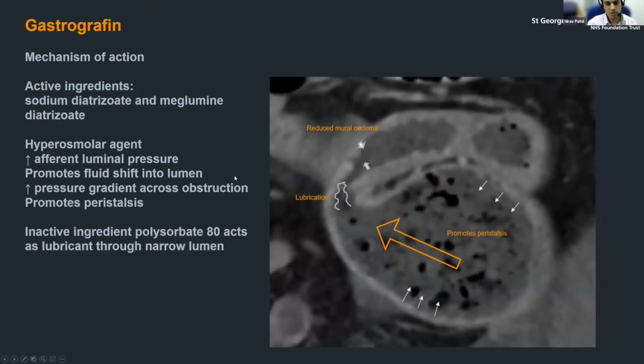The mechanism of action of gastrografin or other related water-soluble contrast agents, such as urografin, is the increased luminal pressure that you will get as a result of taking this hyperosmolar agent. It will reduce the edema in the bowel wall by pulling that edema into the lumen. It creates a nice pressure gradient across the obstruction, which may allow it to be relieved. And in addition, it stimulates peristalsis, and some of the inactive ingredients allow it to lubricate the point of obstruction. That's a proposed mechanism of action.